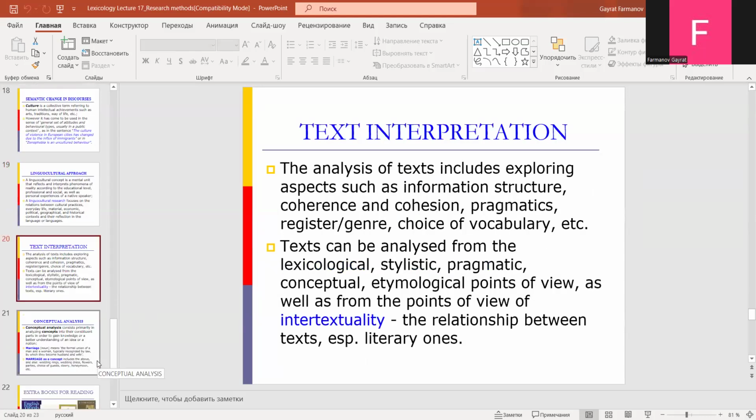Text interpretation. The analysis of texts includes exploring aspects such as information structure, coherence and cohesion, pragmatics, register, genre, choice of vocabulary, etc. Text can be analyzed from the lexicological, stylistic, pragmatic, conceptual, etymological points of view, as well as from the point of view of intertextuality, the relationship between texts, especially the literary ones.